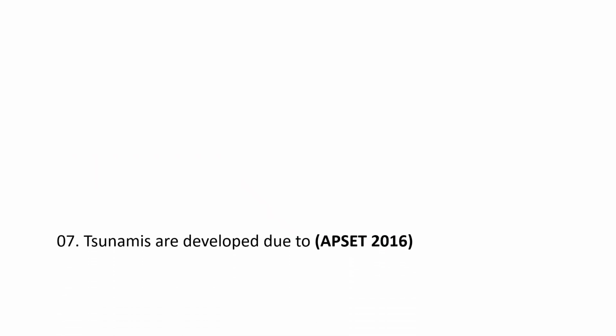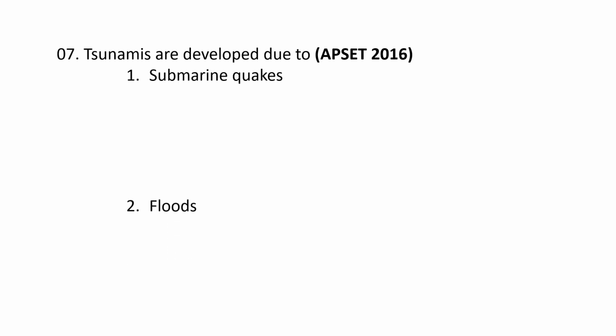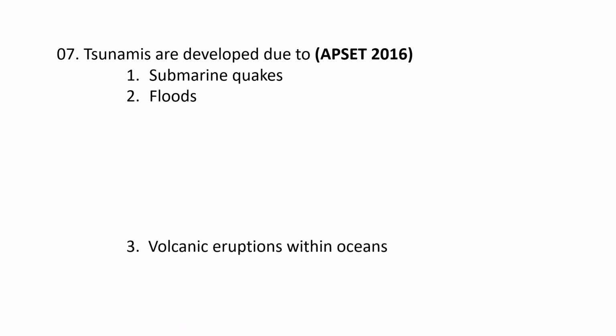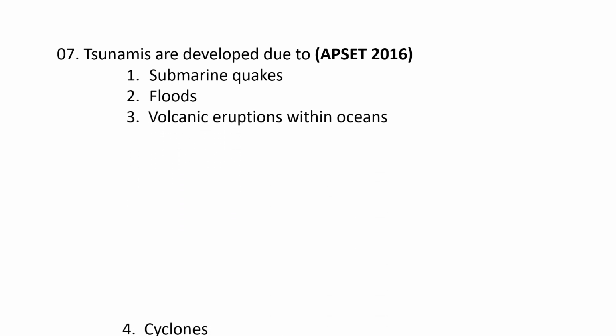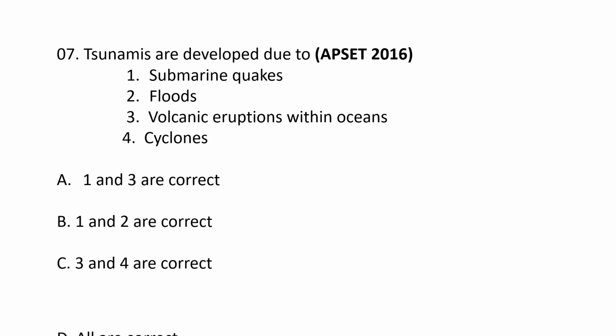Next question. Tsunamis are developed due to 1. Submarine quakes, 2. Floods, 3. Volcanic eruptions within the oceans, 4. Cyclones. And the choices given are A. 1 and 3 are correct, B. 1 and 2 are correct, C. 3 and 4 are correct and D. All are correct.